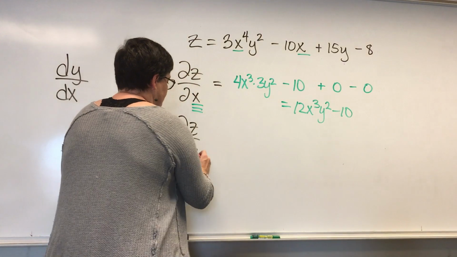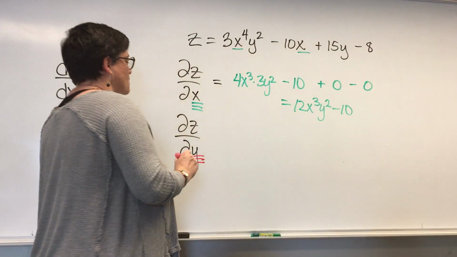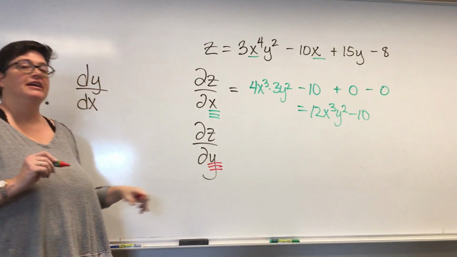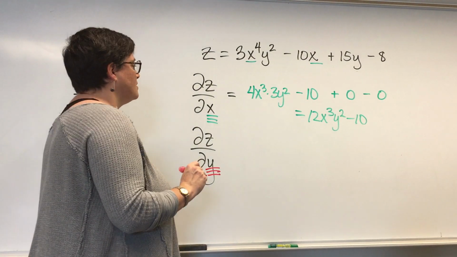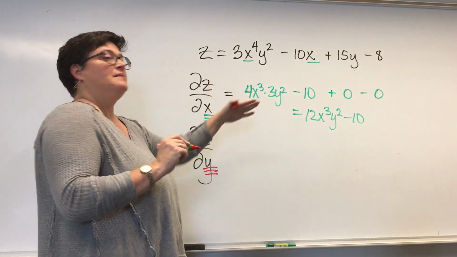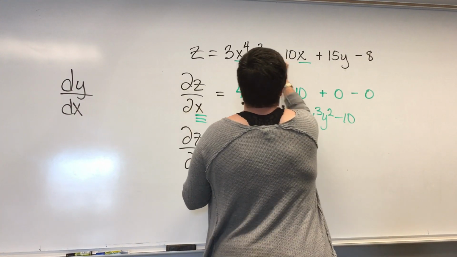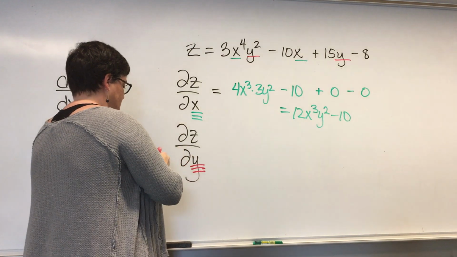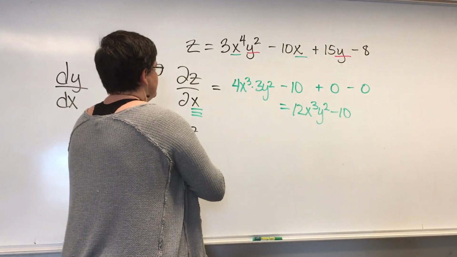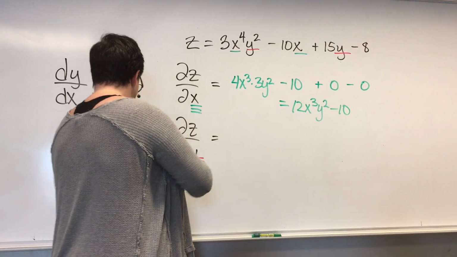So now, let's do it with respect to y. Get in the habit of underlining your variable, guys, in a color. I don't care what color, but some color, so that you can easily pick out where it is. So what do you think this derivative is going to look like?